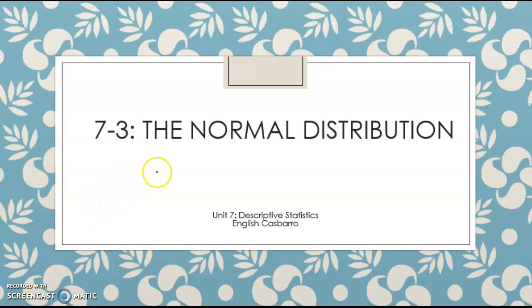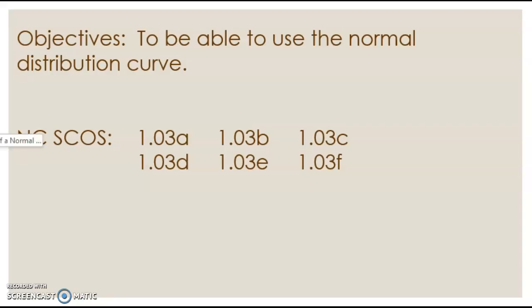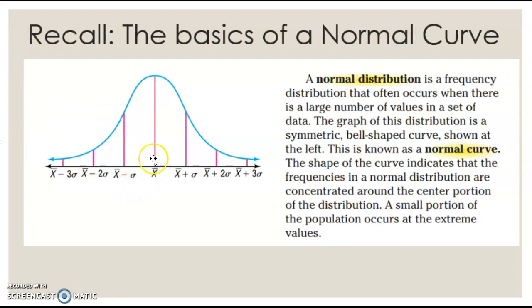This is 7.3, the normal distribution, more in depth than what we had before. And if you'll recall the basics, which we had before, normal distribution, frequency distribution, that occurs when there's a large number of values. It's a bell-shaped curve. Right here you have the mean.